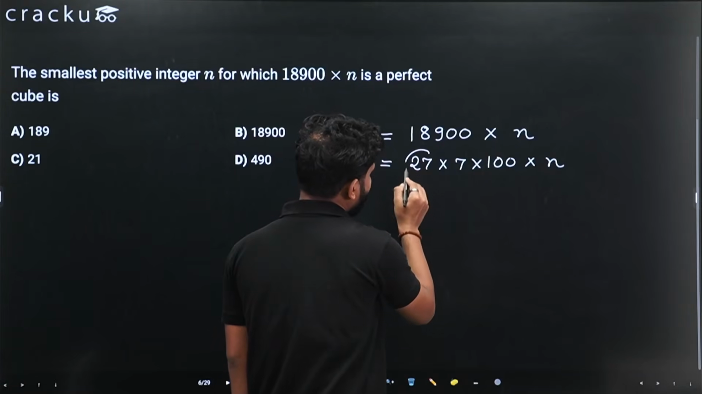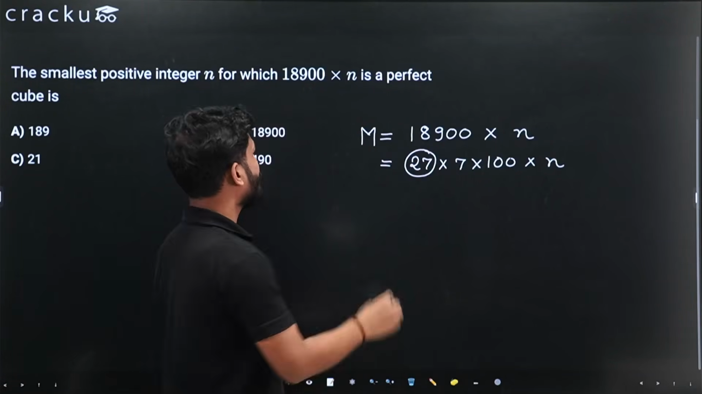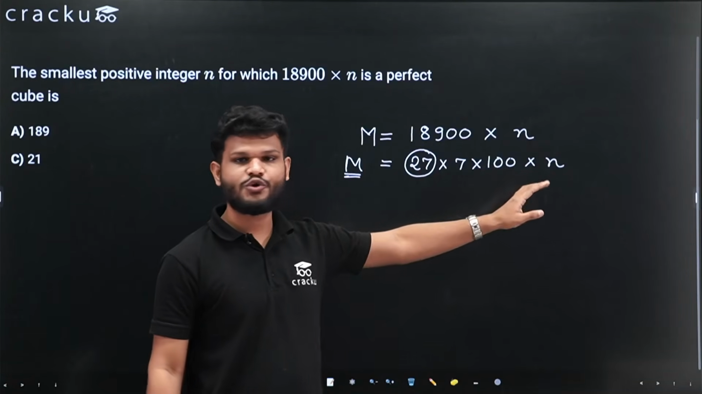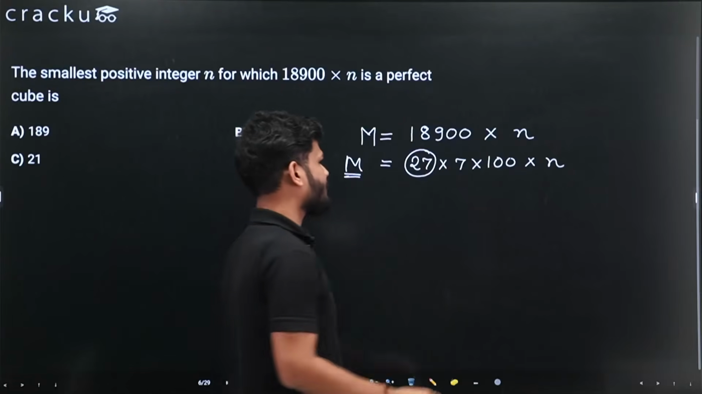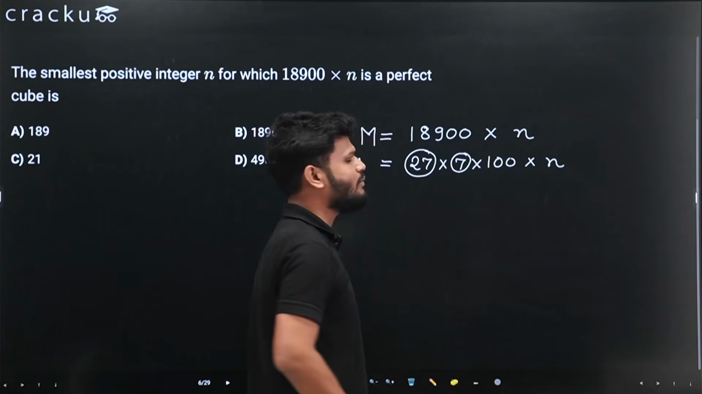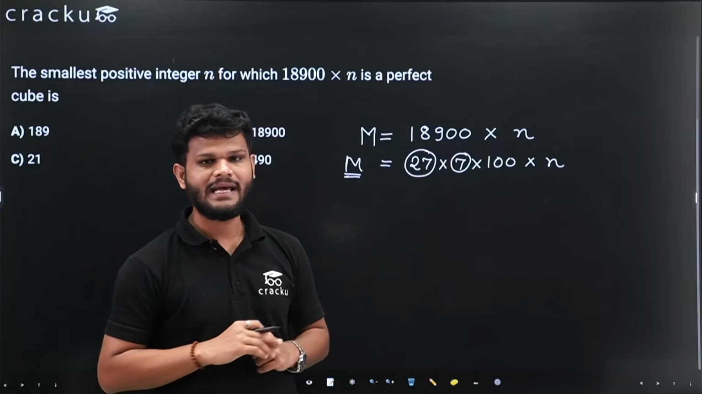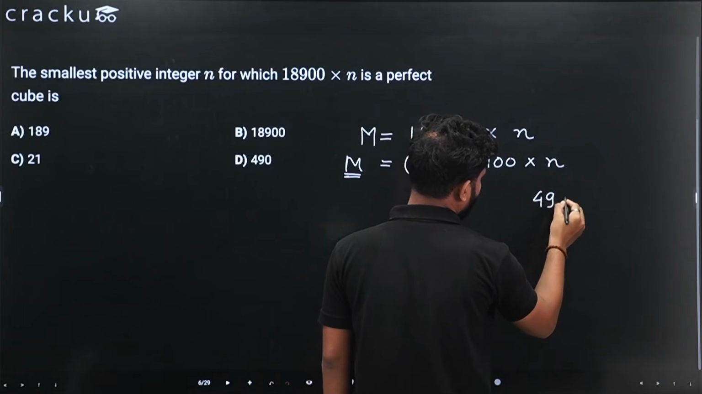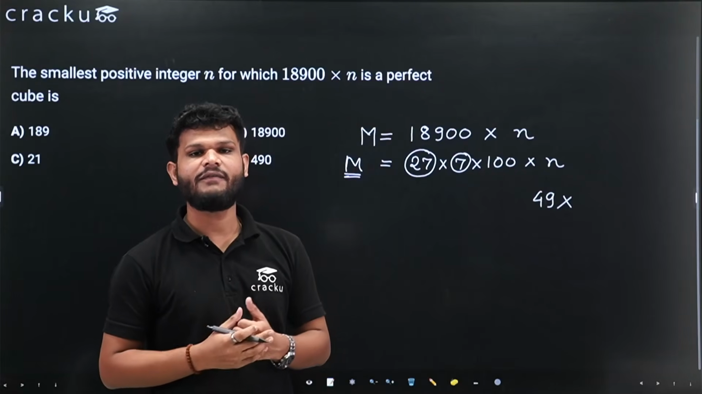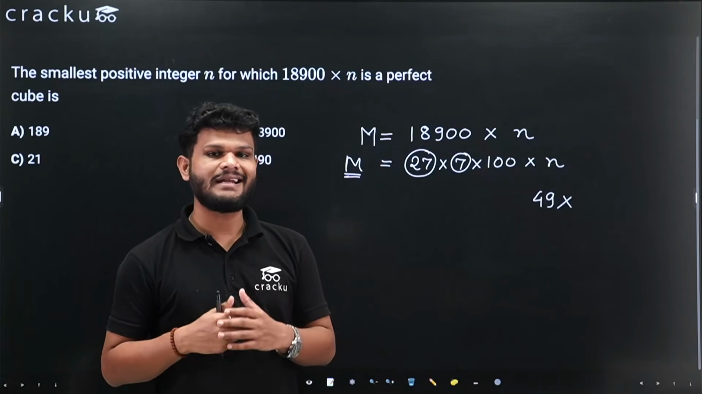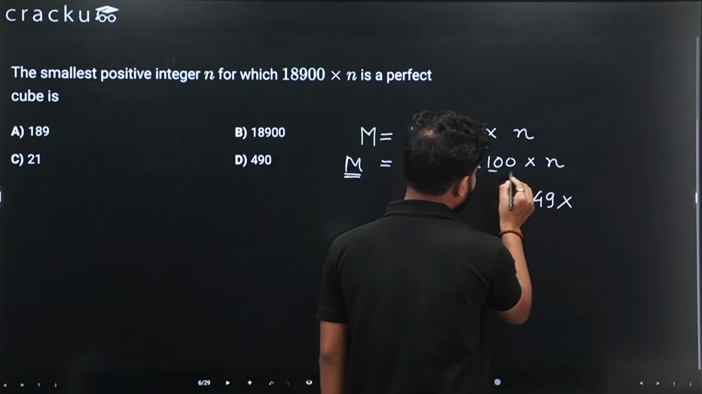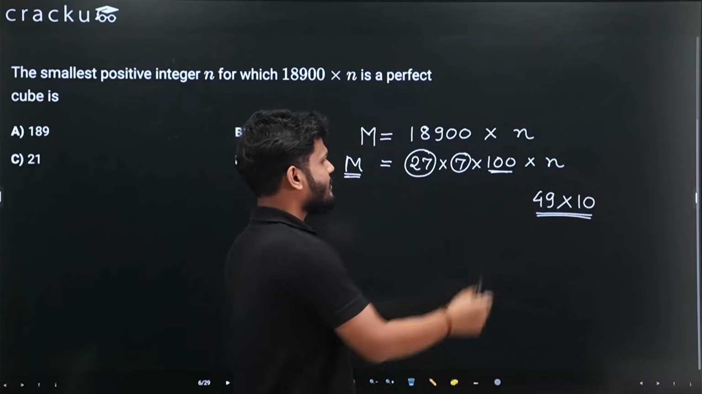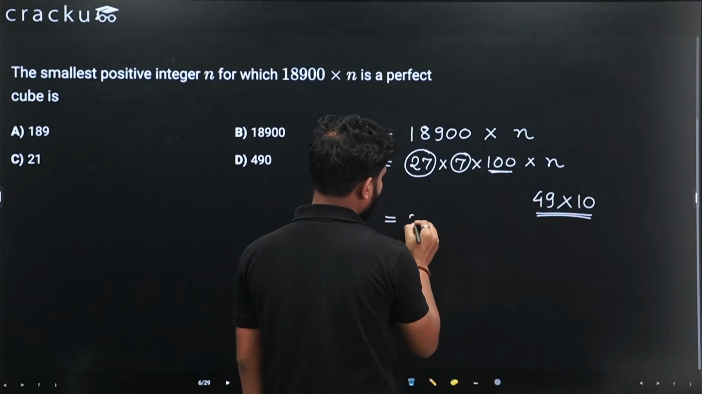Now 27 is a perfect cube. We want m to be a perfect cube, so all the terms should be a perfect cube here. Now to make this 7 a perfect cube, what is the minimum number which I should multiply? I should multiply by 7 square, which is 49. To make this 100 a perfect cube, what is the perfect cube of 10? It is 1000. So I should multiply this 100 by 10. So the minimum numbers are 49 and 10.